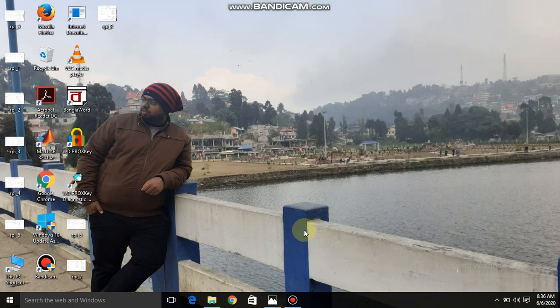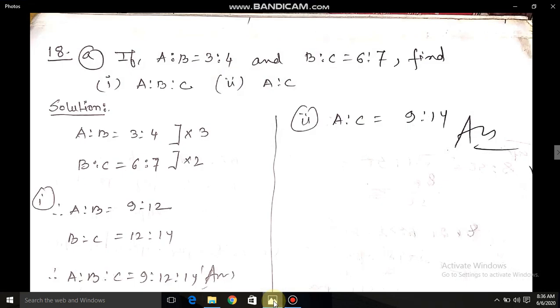Let us continue with exercise 7a. Question number 18a. It's given if a is to b is equal to 3 is to 4 and b is to c is equal to 6 is to 7, find a is to b is to c and a is to c. Now see, a is to b is given 3 is to 4 and b is to c is given 6 is to 7.